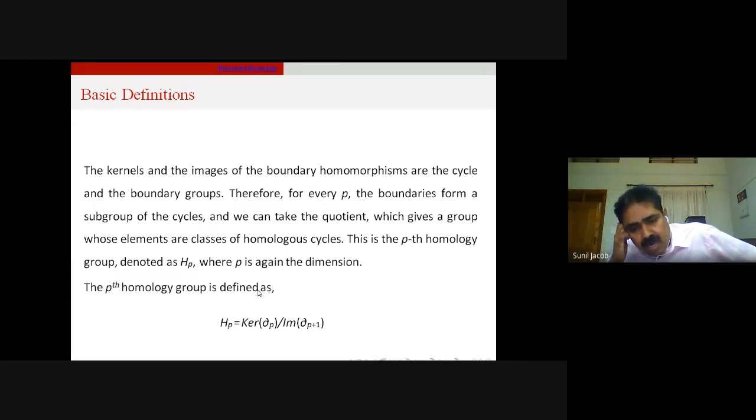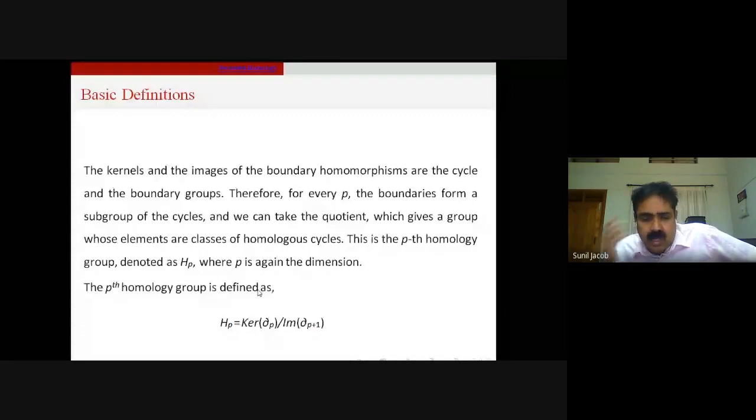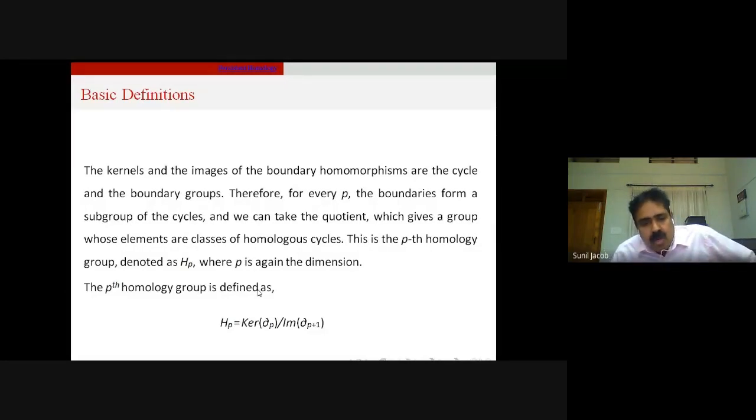That means what we are doing is, using the boundary operator, which is a homomorphism, we have the kernel and image, and you take the quotient of that: kernel of dou P over image of dou P plus 1. That quotient group will be defined as the homology group of order P. The pth homology group is nothing but the quotient of these two.